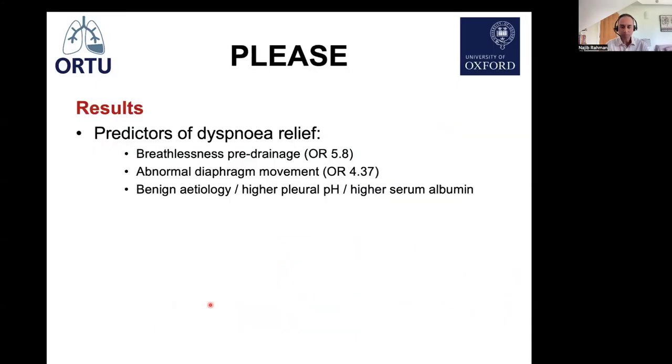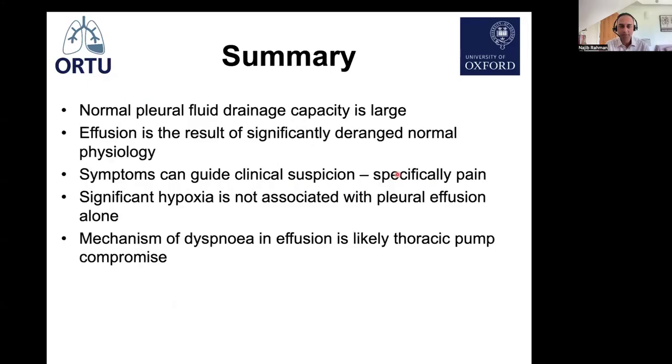Within their study, they also looked at what predicts patients feeling better, and they showed that the more breathless you were before the procedure, the more you benefited. That makes sense. And then the diaphragm movement that we talked about, the inverted or paradoxical diaphragm movement, was a very strong predictor of whether a patient felt better after the pleural aspiration.